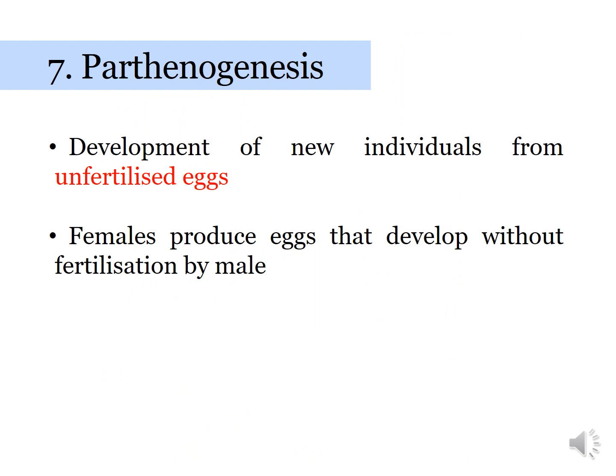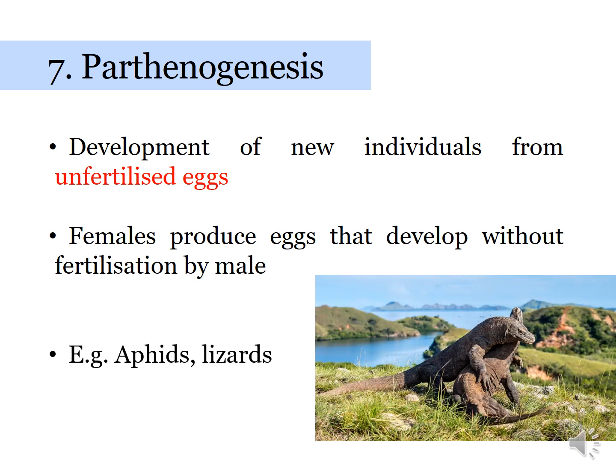Now, the last type of asexual reproduction is parthenogenesis. This one is quite interesting, I must say. Reproduction with this method involves the development of new individuals from unfertilized eggs. So, females produce eggs, and then the eggs will further develop without fertilization by the male. Only female. Let's see more about this by looking at one of the examples here, lizards.